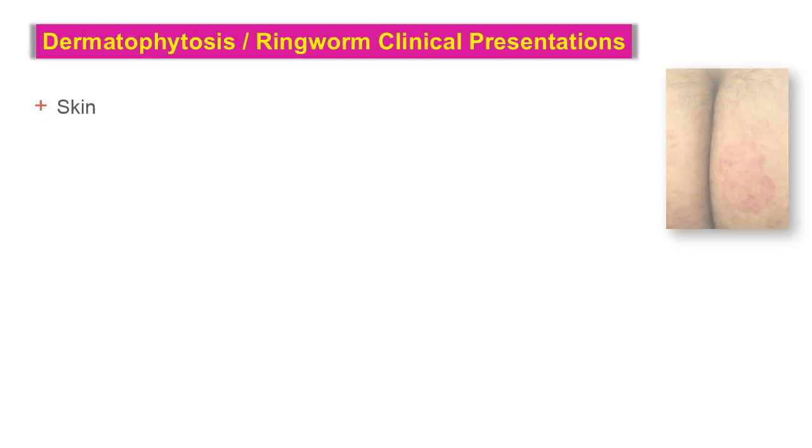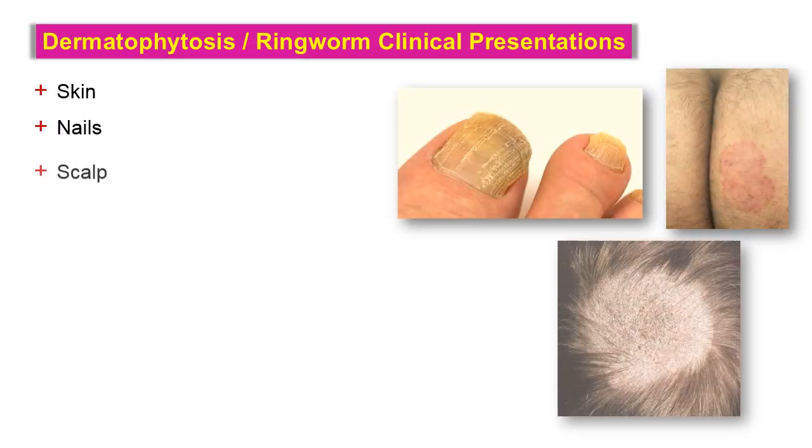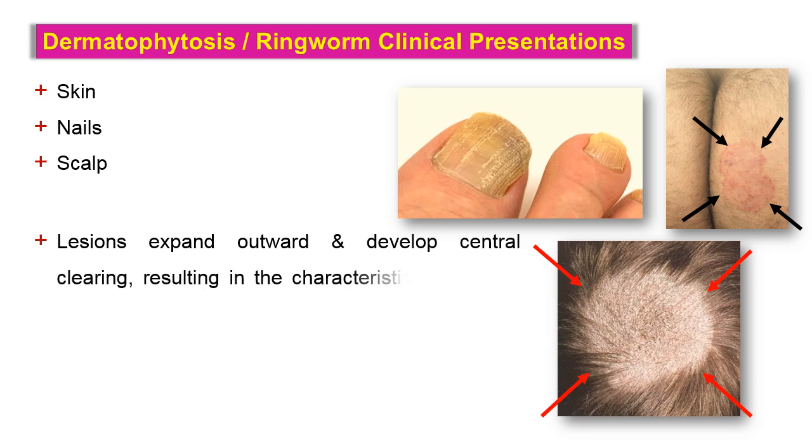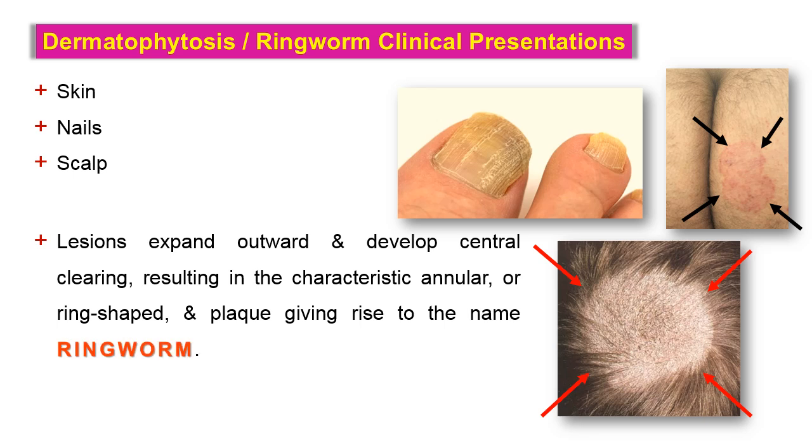Fungal infections such as dermatophytosis or ringworm are common skin conditions caused by a group of fungus called dermatophytes. They often affect the skin, nails, or scalp. It begins as circular or oval, scaly patches or plaques. Over time, the lesions expand outward and develop central clearing, resulting in the characteristic annular, or ring-shaped, plaque, giving rise to the name ringworm. Itching, or pruritus, is common.